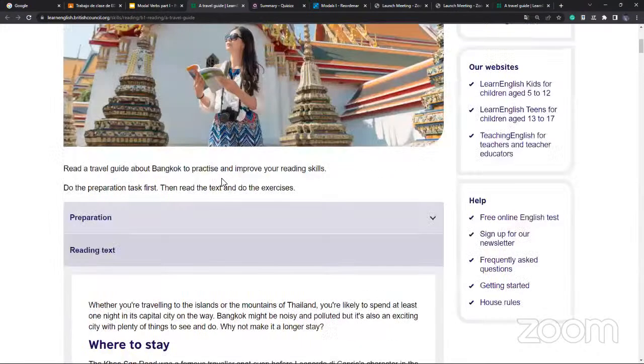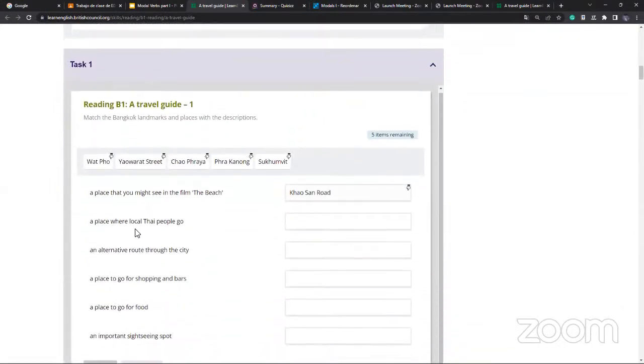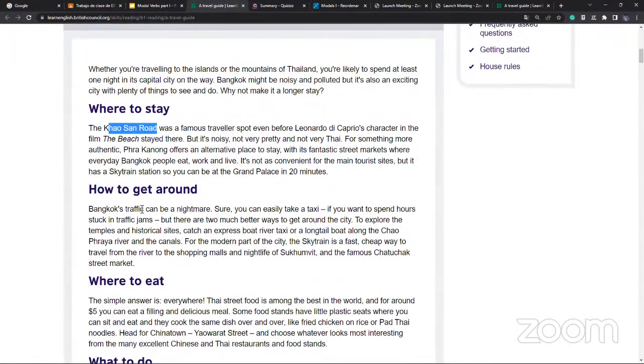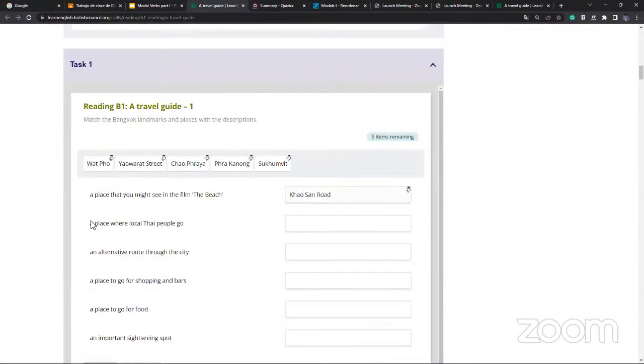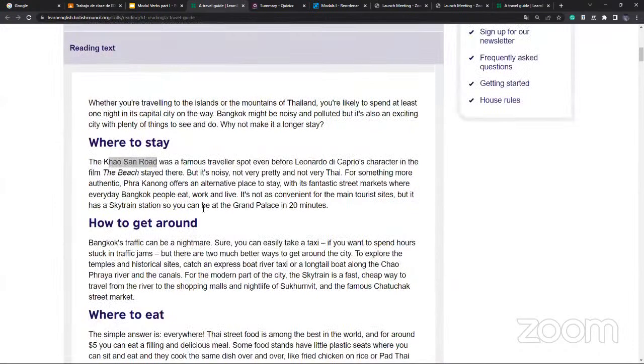Okay, the beach is the first paragraph. I remember this. And where to say? Oh, it's Khao San Road. Okay, a place where local Thai people go. Let's take a look. If someone finds it first, please put it in the chat. Okay, we're searching for a place where local Thai people go. So let's go look.